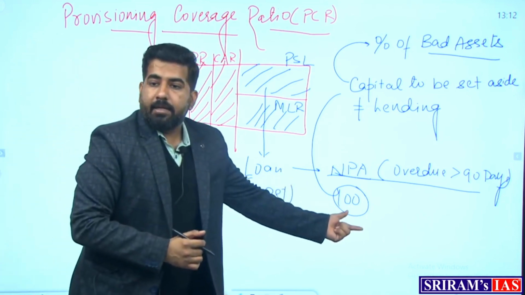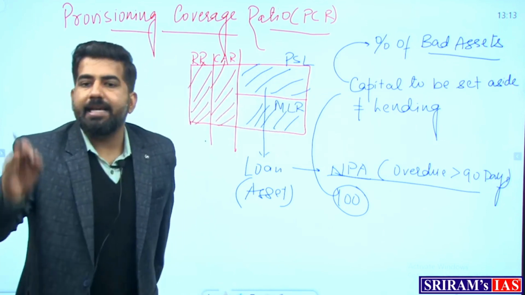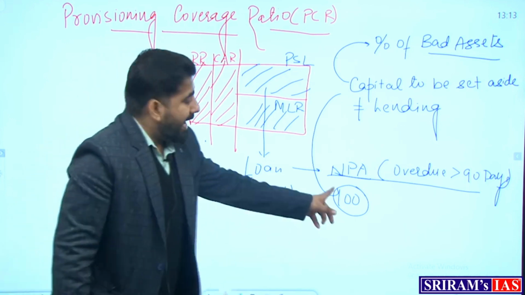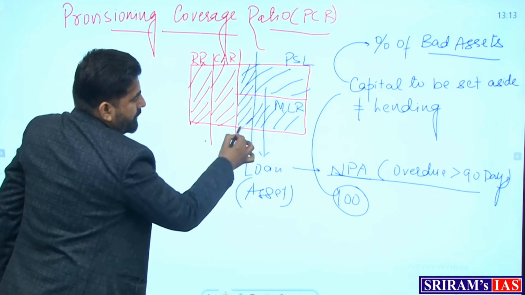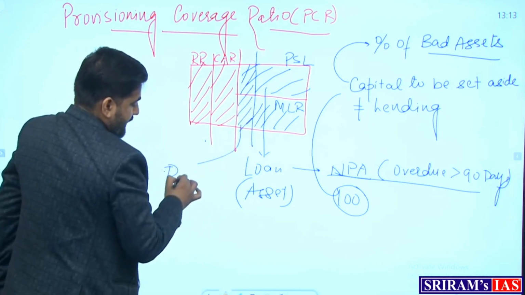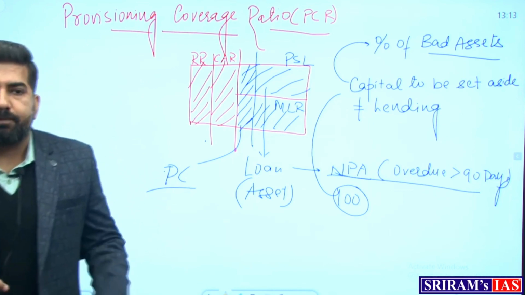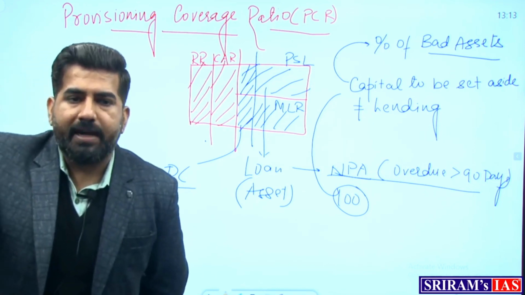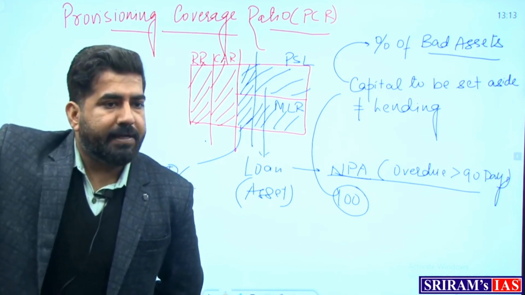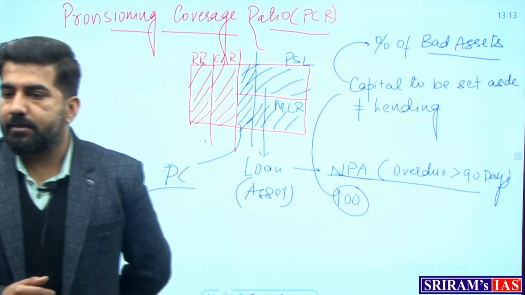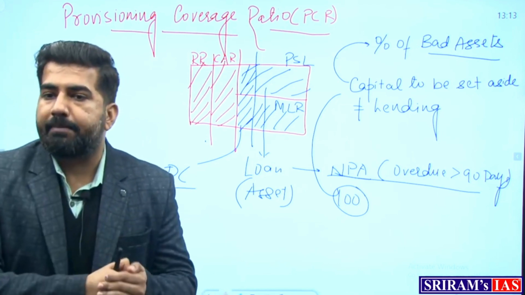If this is 100 rupees, suppose RBI says 15%. RBI says PCR requirement is 15%. Your NPA is 100. So 15 rupees you have to set aside which you cannot use for lending. This is provisioning capital. So what is the impact of provisioning? Will it increase the bank's capital for lending or will it decrease? Decrease. And will the bank's profitability increase or decrease? Decrease.